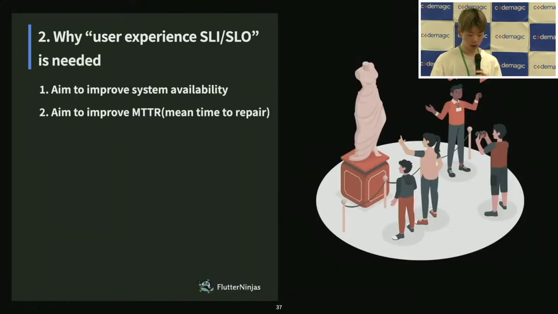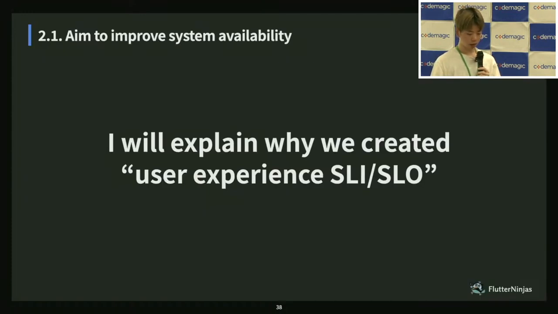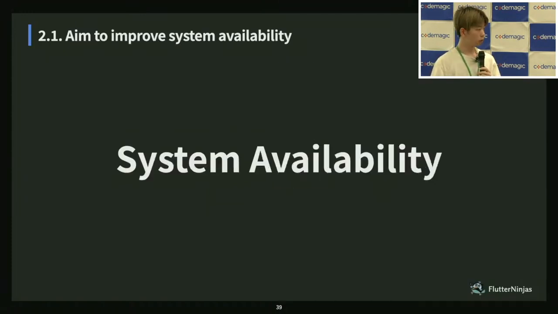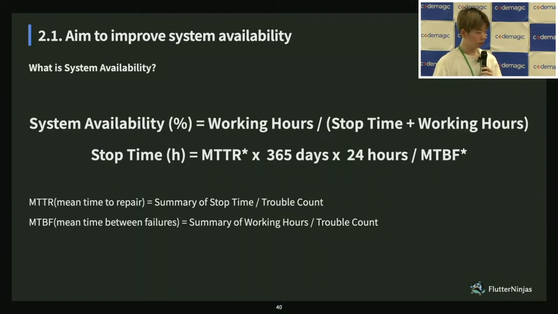In this section, I'm going to talk about why user experience SLI SLO was needed in my team. The answer is system availability. System availability is the rate of the system working or stopping for any reason. The reason could be system trouble or any maintenance.